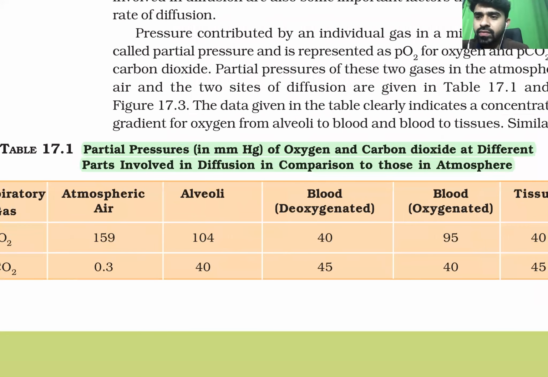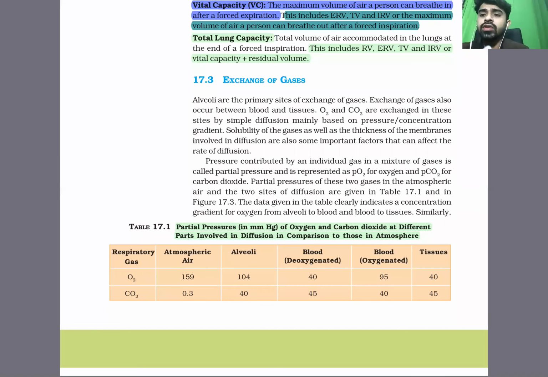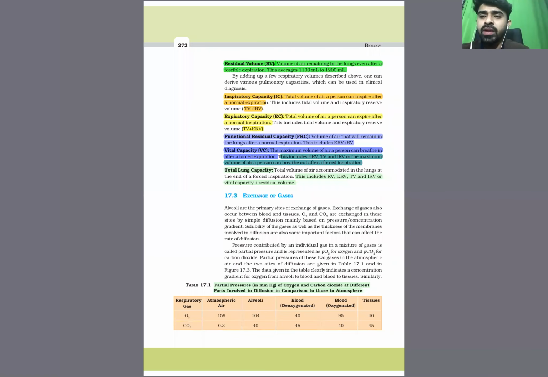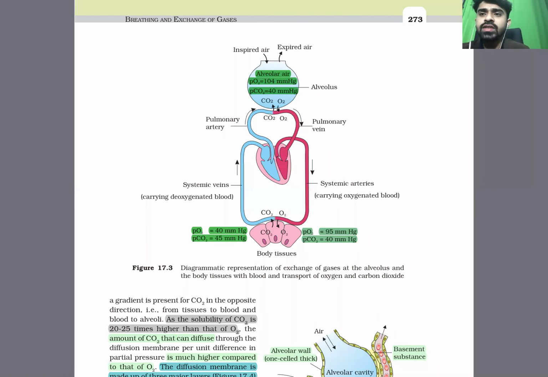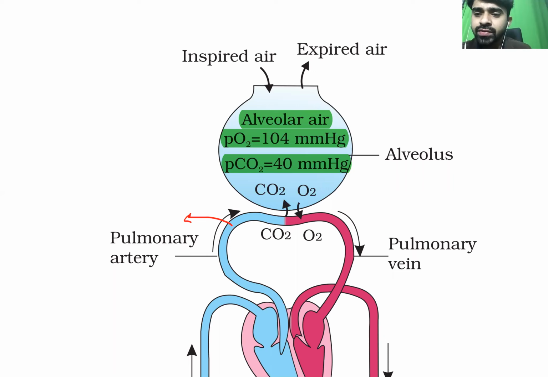Yes or no? Yes, sir. Okay. So again, I just want to tell you, if this is the blood, what is the percentage of oxygen here? Partial pressure of oxygen 40 millimeter mercury. And if I say this is the CO2, what are you expecting? What should be the CO2 here? 45.